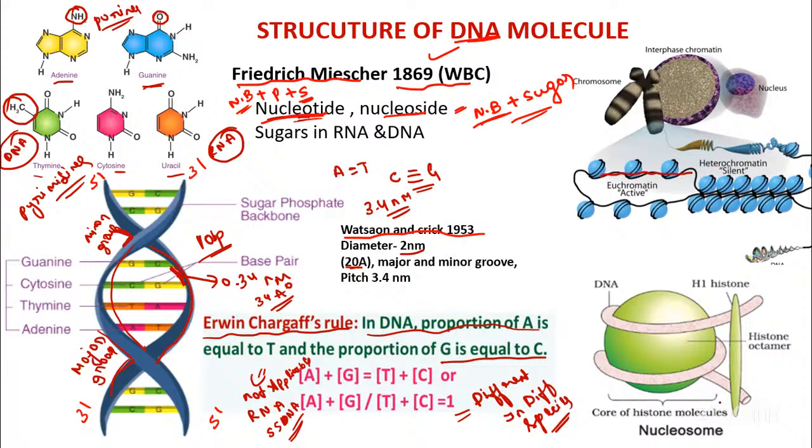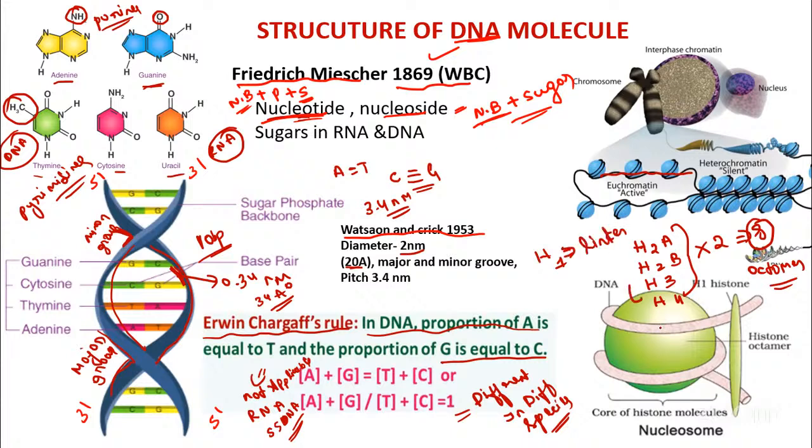For the formation of the chromatin or the nucleosome, we require histone proteins. There are four histone proteins: H2A, H2B, H3, and H4. These are in twos, meaning 8 histone proteins are arranged. We call this the histone octamer. Kindly remember this: H2A, H2B, H3, and H4, and H1 acts as a linker.